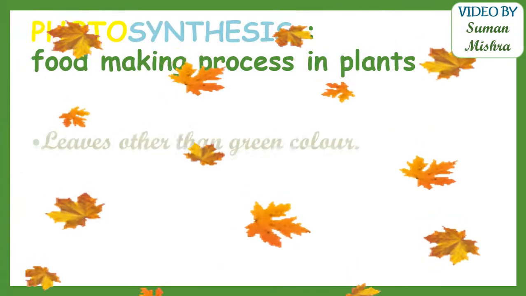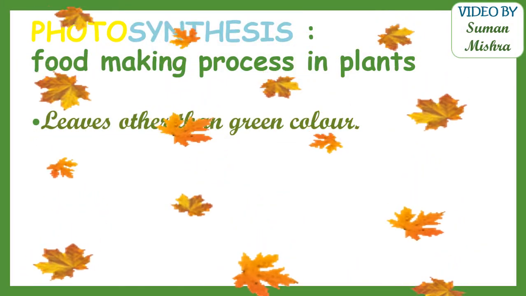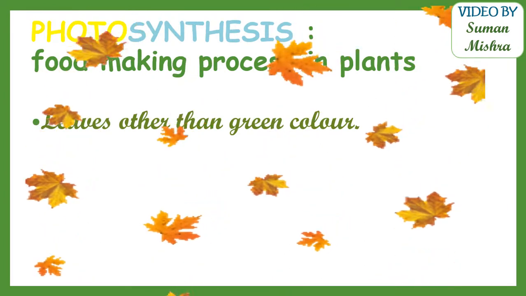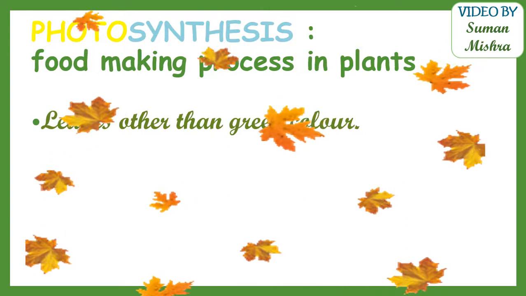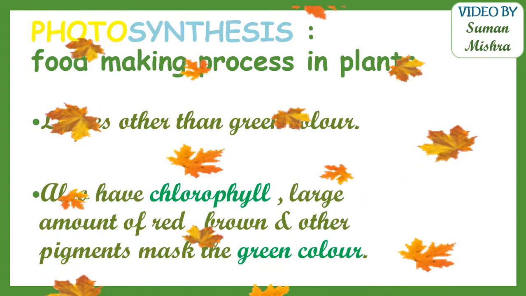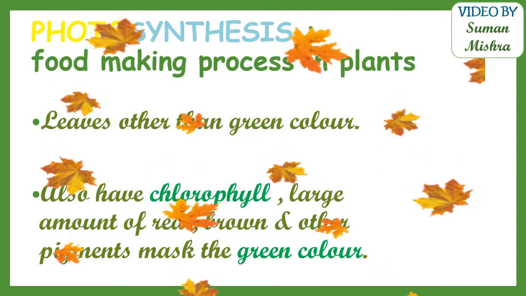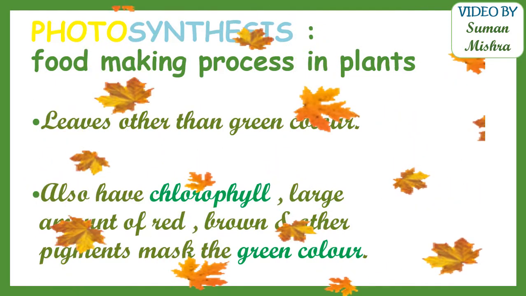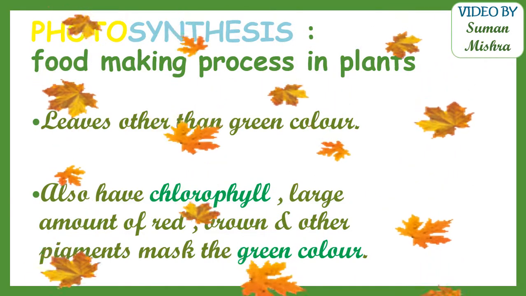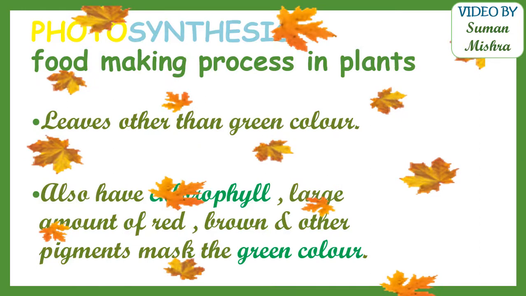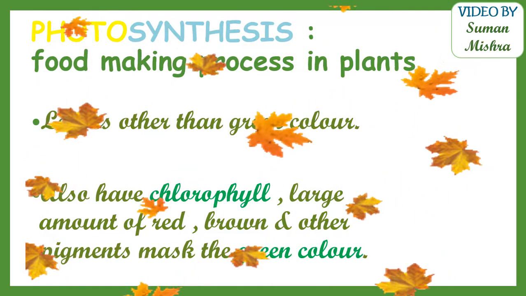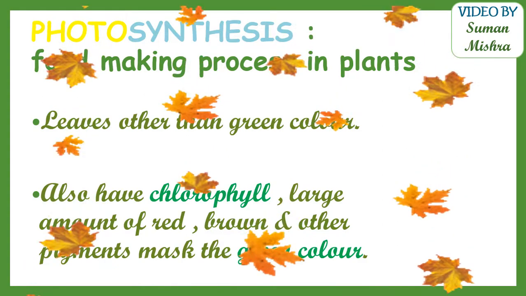Now, we can also see there are different leaves which do not have green color. Most of the leaves are green in color, but there are some leaves which are not green. So is it so that they will not have chlorophyll and will not produce food? No, it's not like that. Every leaf has chlorophyll in it. A large amount of red, brown and other pigments mask the green color. They have an envelope of a different color, and inside that there is a green pigment present, and therefore we have chlorophyll present in each and every leaf.